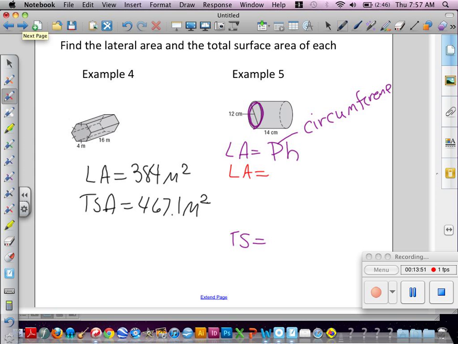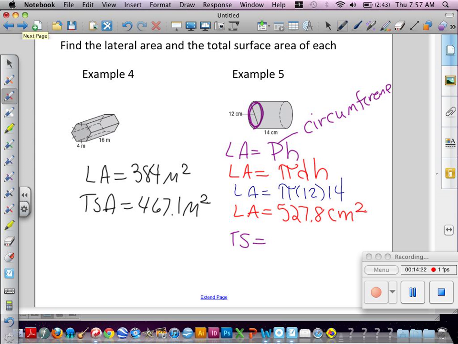LA, to find circumference, you do pi d and then times the height. So my LA equals pi, lateral area for LA, 12. And then the height of the whole prism is 14. So I'm going to go ahead and multiply that all together. My pi in 14 and 12, 527.8 centimeters squared.